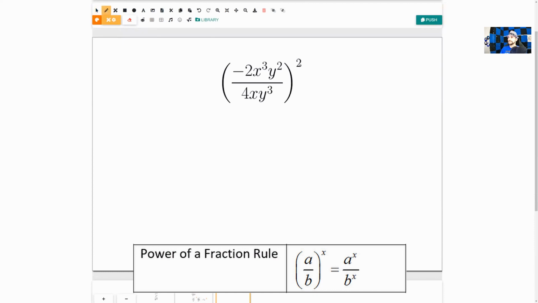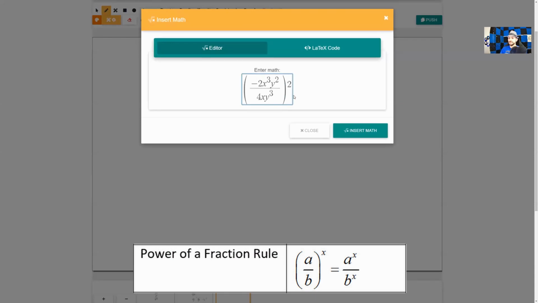I like to always draw little lines, kind of like distribution, to make sure I hit all of the things I need to with this second power. So I need to make sure I get to both coefficients, both x's and both y's. So negative 2 squared, x to the 3 squared is going to be x to the 3 times 2. Y to the 2 squared is going to be y to the 2 times 2.